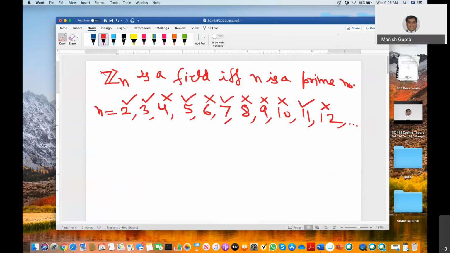So now, this method is able to construct a field with 2 number of elements, with 3 number of elements. But what about the field with 4 number of elements? We are still stuck. We don't know what to do.